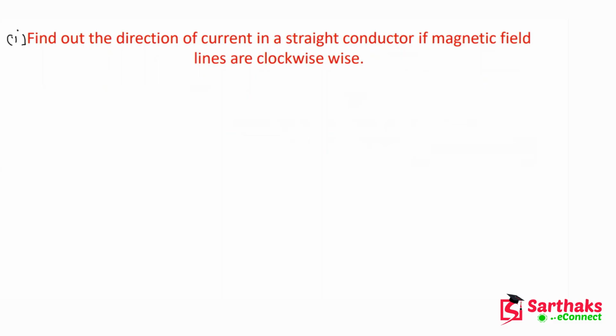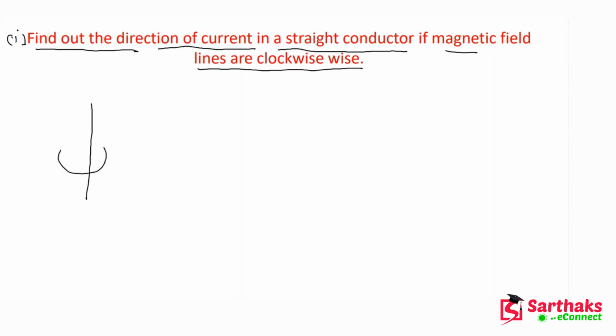So basically in this example, what do we have to do? We have to find out the direction of current in a straight conductor if magnetic field lines are clockwise. Let's suppose this is a conductor, and the direction of the magnetic field lines is clockwise. So you have to keep the fingers of your right hand in this direction. And when you keep your fingers in this direction, then your thumb will automatically go downside in this direction. And make sure that your thumb is straight.